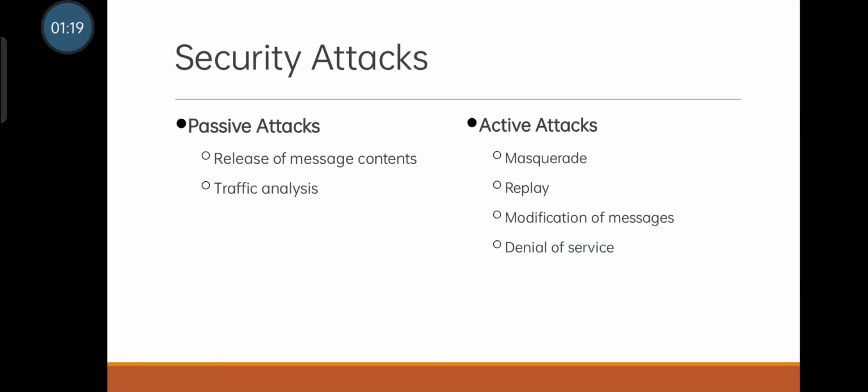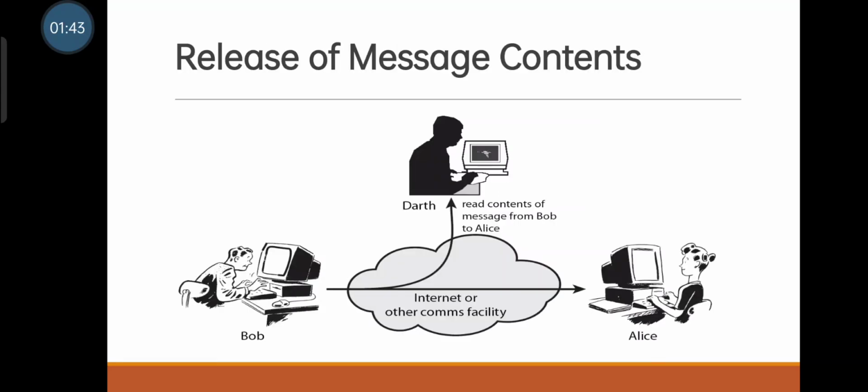So basically we have two different types of attacks. One is passive, the second one is active. In a passive attack, release of the message contents and traffic analysis are there. In active attacks, we have masquerade, replay, modification of messages, and denial of service. So what is meant by passive and what is meant by active? A passive attack is not known to the user, but an active attack will be known to the user.